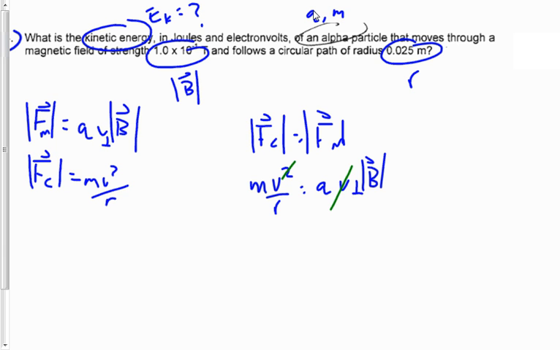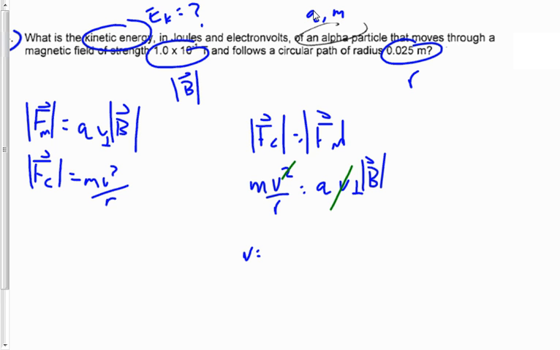We know what m is. We don't know what v is. We know what r is. We know what q is. We know what b is. That allows us to solve for v. Even though it's not what we're looking for, it's more than we've got right now, which is usually a positive thing. So let's solve for v.